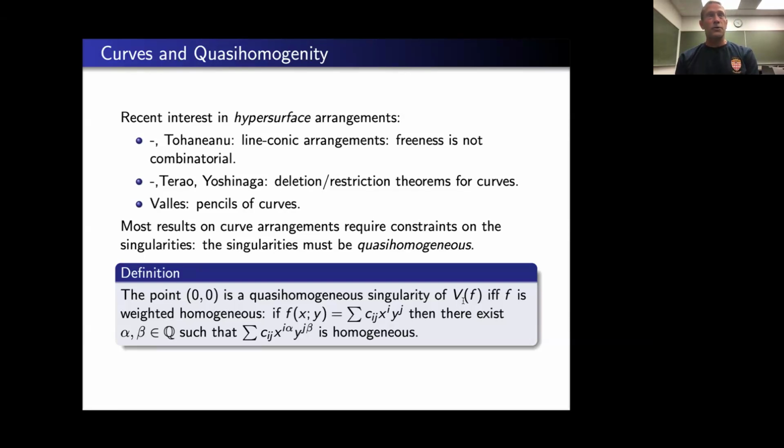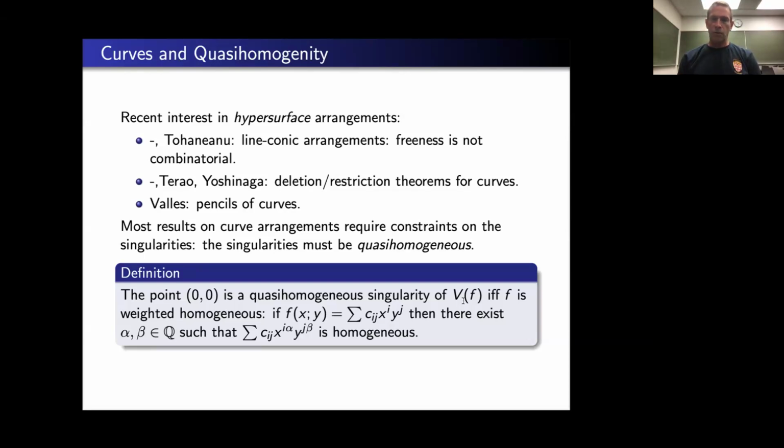A projective line has two parameters, A and B. So when someone talks about a pencil of curves, they mean basically you take a variable a times some defining polynomial for a curve plus another variable b times the defining polynomial for another curve, and then you let a and b vary, and that gives you a pencil of curves. And so a lot of the results on curve arrangements and understanding freeness for curve arrangements require that your singularities are something called quasi-homogeneous. So I want to talk about this quasi-homogeneity condition, because the main result that I'm going to talk about today is a construction for free arrangements where we can dispense with this quasi-homogeneity.